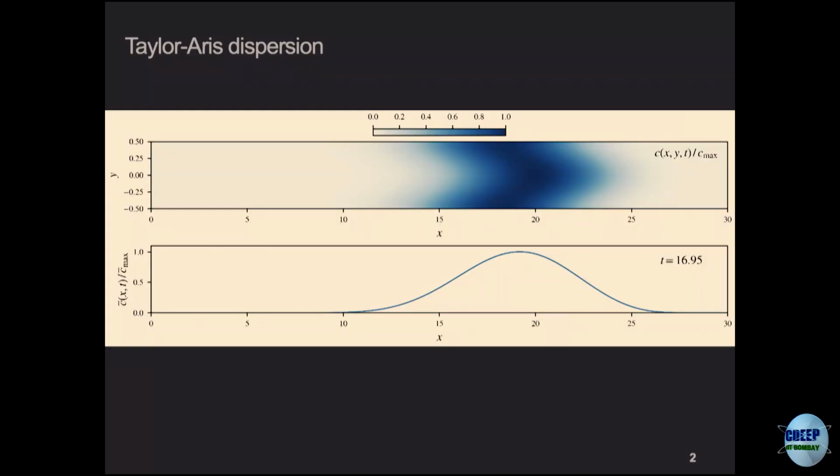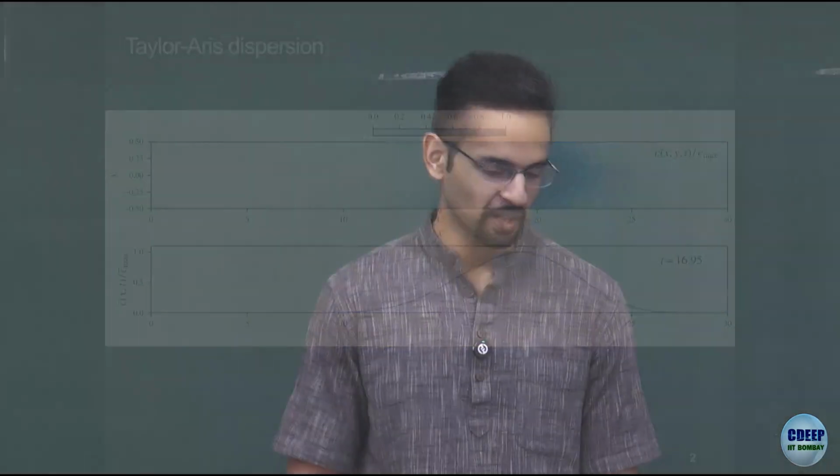And Aris, who was a chemical engineer, is maybe more famous in reaction engineering circles for his chemical reactor book, and in optimization circles for dynamic programming. But he also worked on this in terms of fluid mechanics and transport phenomena, which is also called Taylor-Aris dispersion.